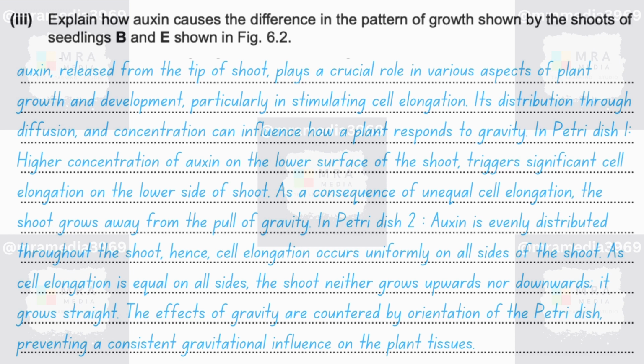In Petri dish 2, when auxin is evenly distributed throughout the shoot, cell elongation occurs uniformly on all sides of the shoot. As cell elongation is equal on all sides, the shoot neither grows upwards nor downwards, it grows straight. The effects of gravity are countered or neutralized by constantly changing the orientation of the petri dish, preventing a consistent gravitational influence on the plant tissues.